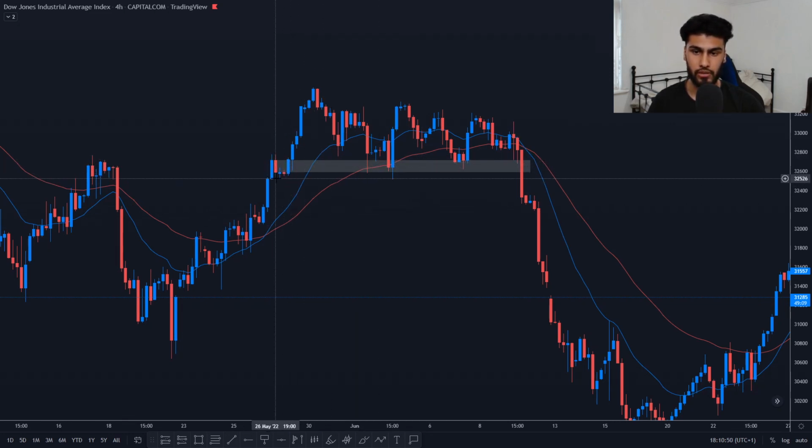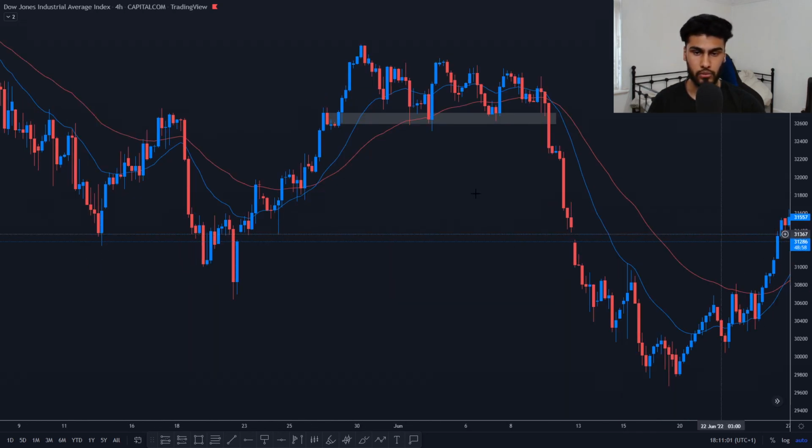But it's also important to take into account the wicks, like I said, because price can spike below before rejecting back up into higher highs.